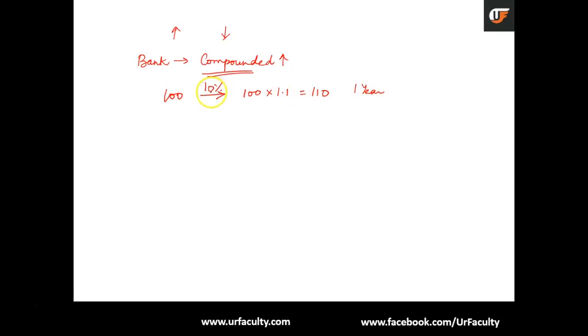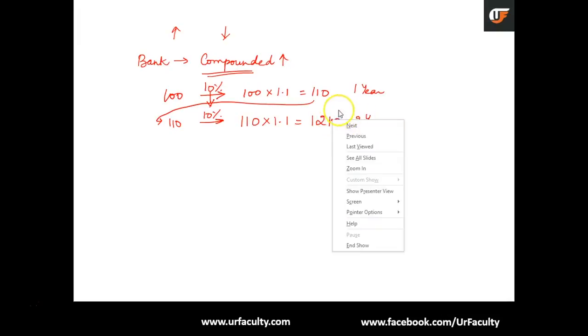Now, you need to do the same calculation if it is, let's say, a recurring deposit. What happens? This 110 becomes the new principal and it grows at 10% again for the second year. And at the end of the second year, what happens? 110 into 1.1, so 11 into 11 is 121. So at the end of the second year, you get 121.